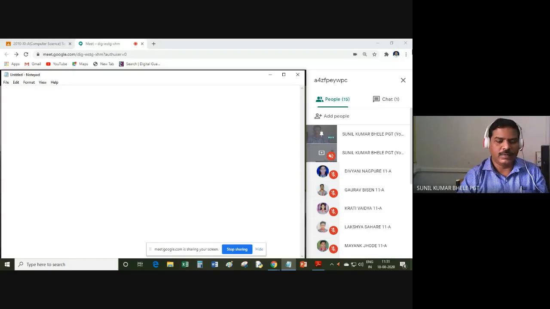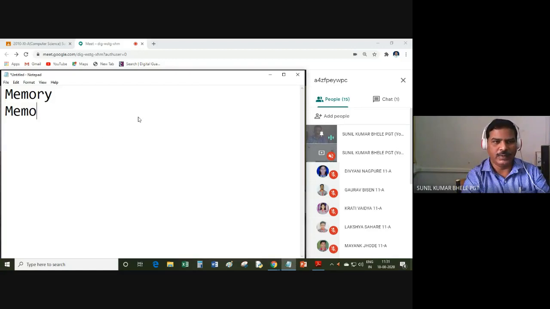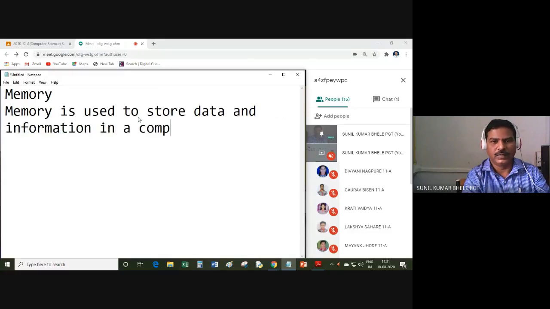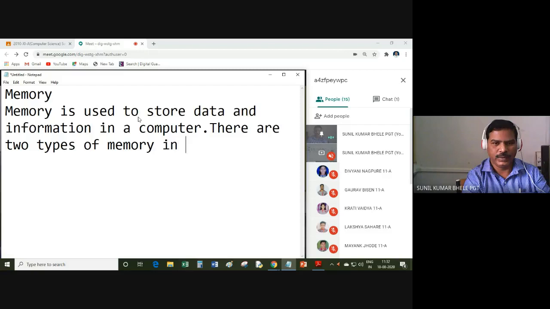So our today's exam topic is memory. You are familiar with this word memory. Memory is used to store data and information in the computer. There are two types of memory in a computer. Number one is primary memory, and second is secondary memory.